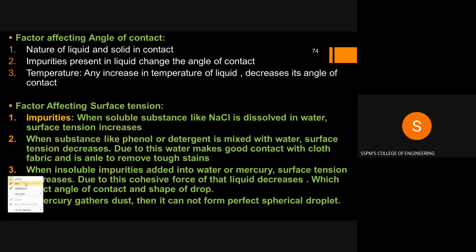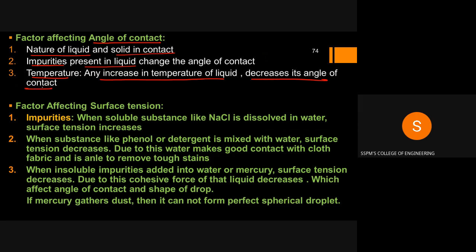Now, what are the factors affecting the angle of contact? First is the nature of the liquid and the solid in contact. Second, impurities present in the liquid will change the angle of contact. And third is the temperature. Any increase in the temperature of the liquid will decrease the angle of contact, so there is an inverse proportionality. If the temperature increases, the angle of contact will decrease.